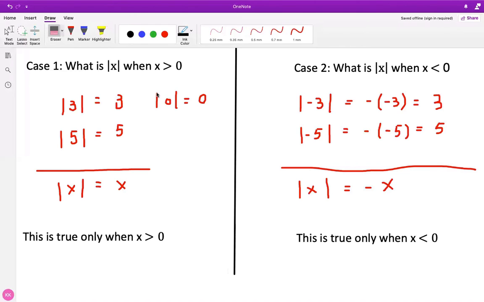I also want to determine the absolute value of 0. The absolute value of 0 equals 0. You will see that the input and the output also match in this case. That's why I need to capture the equals 0 as well.